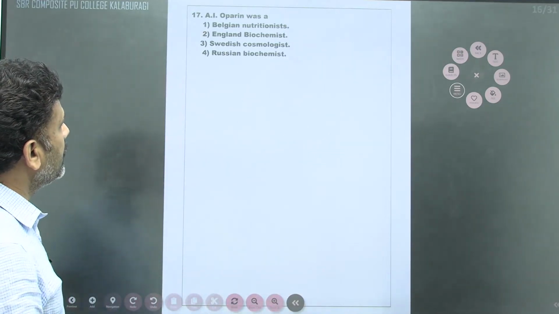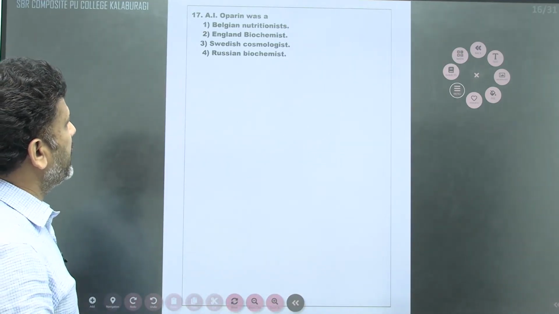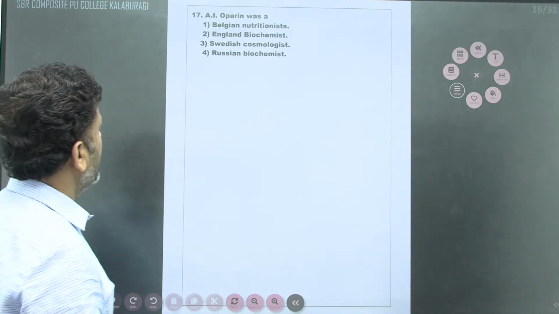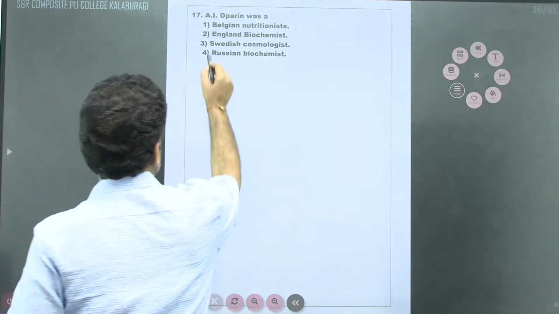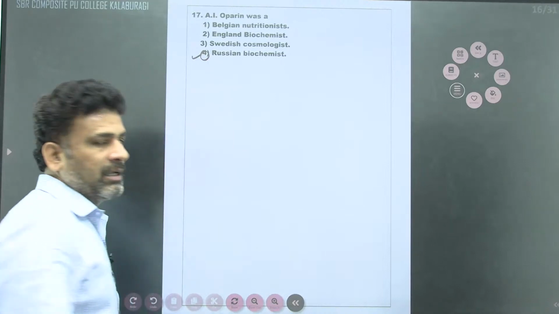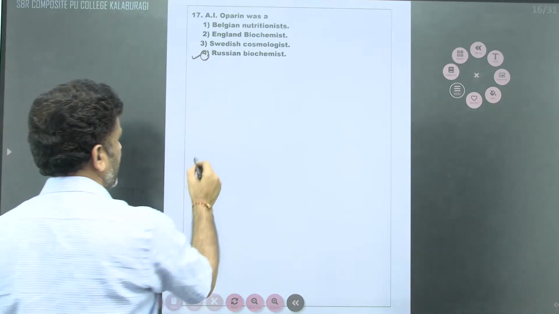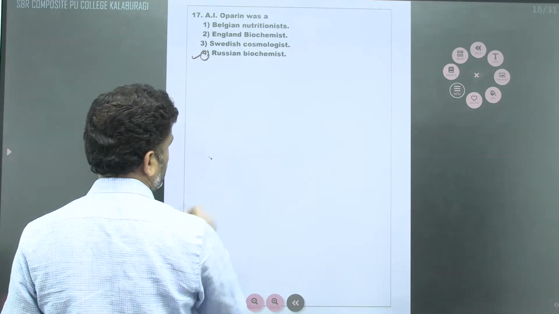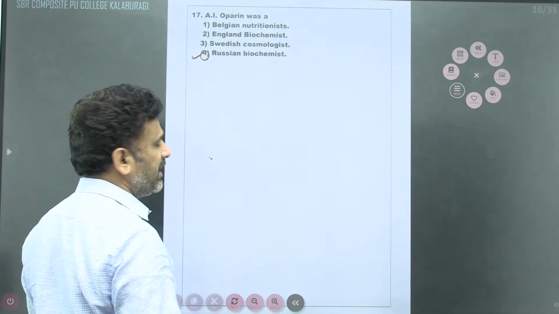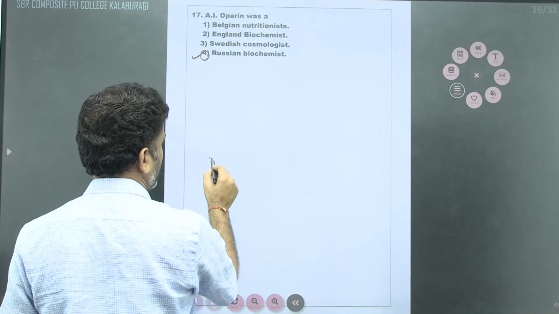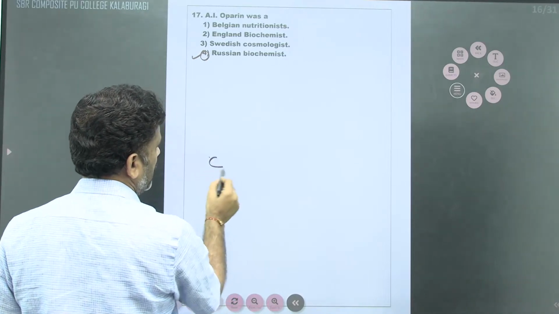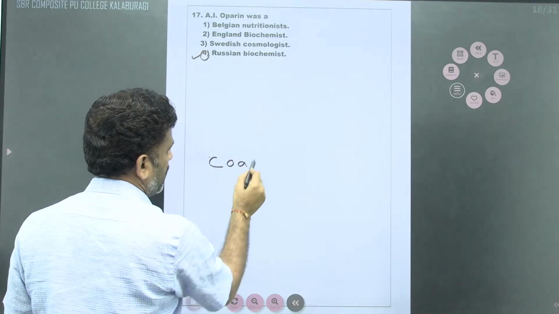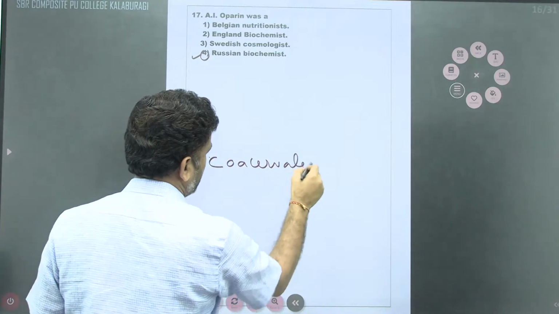Next, A.I. Oparin was a Russian biochemist who explained the theory of chemical evolution of life. He explained that due to a series of chemical reactions in the aquatic medium, there was a formation of life forms. These life forms formed in the aquatic medium were called coacervates by Oparin.